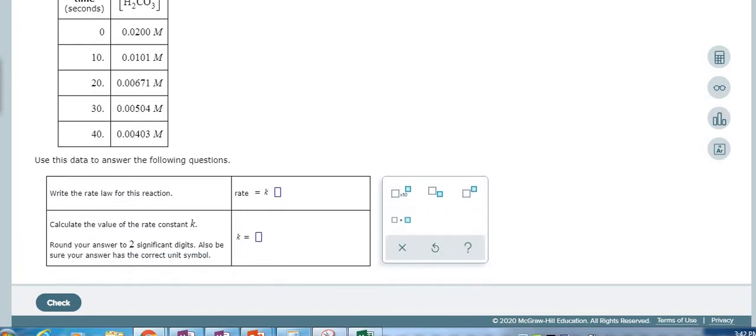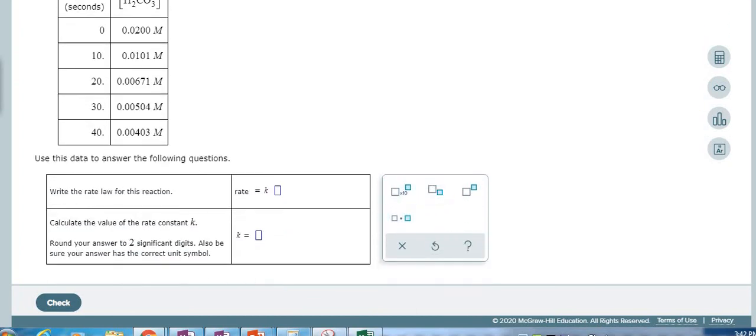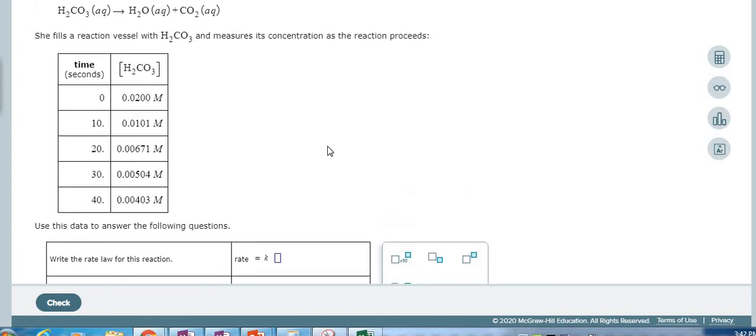Okay, what is the rate law? Well, the rate law is going to equal that constant k times the concentration of H2CO3, and that's going to then, since it's second order, be raised to the second power. So that should be my rate law for this particular reaction.